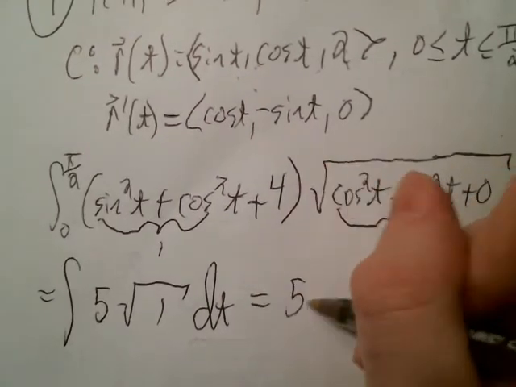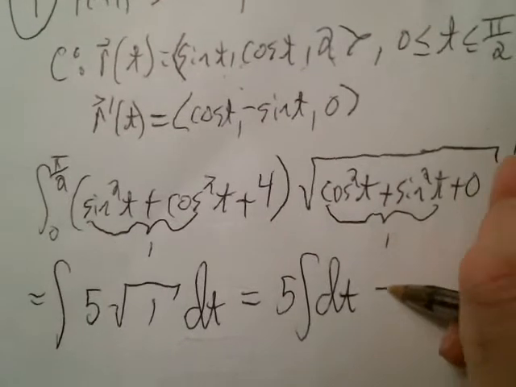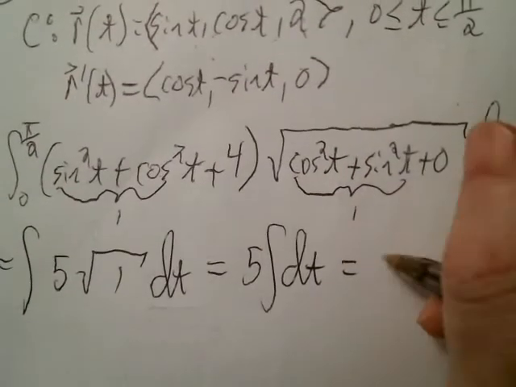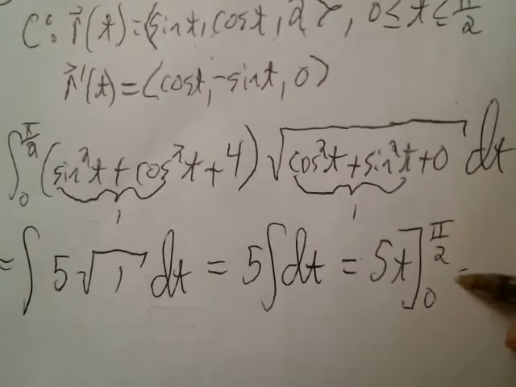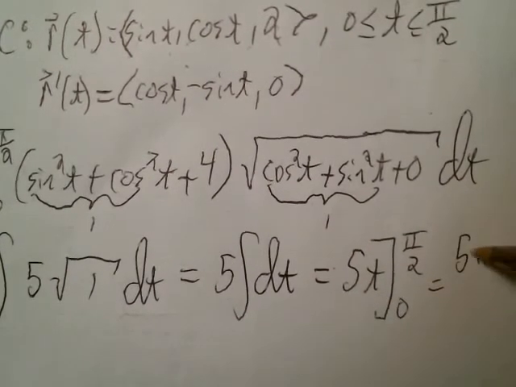Now you can factor the 5 out of the integral. The integral of 1 dt then is t, and we're evaluating from 0 to pi over 2. So the answer is 5 pi over 2.